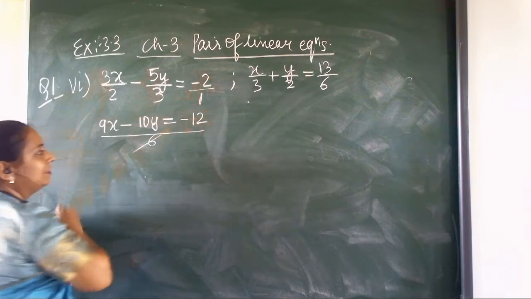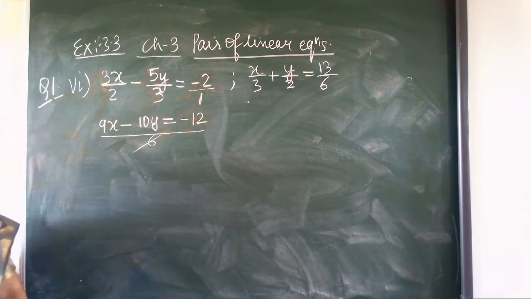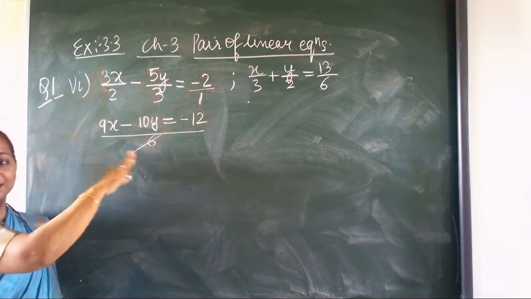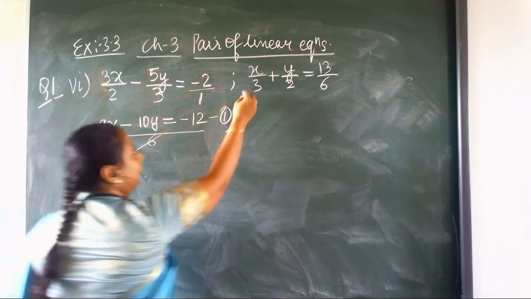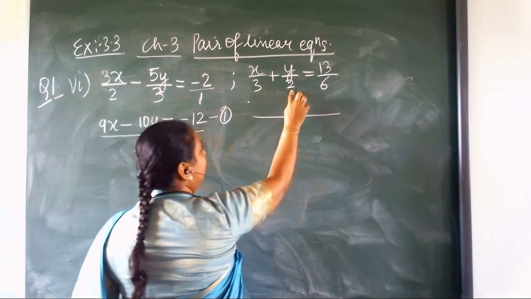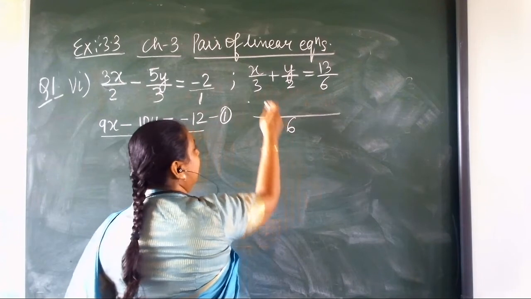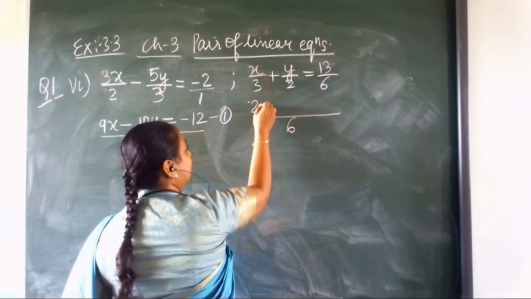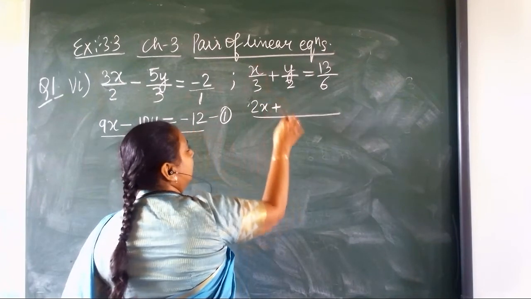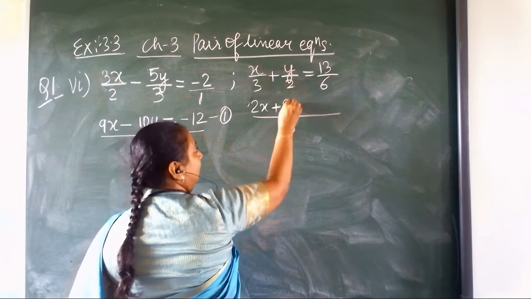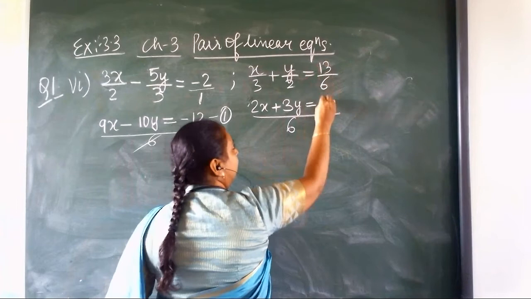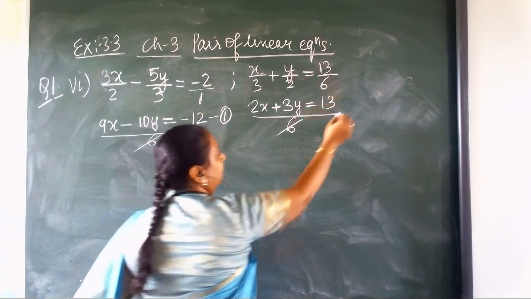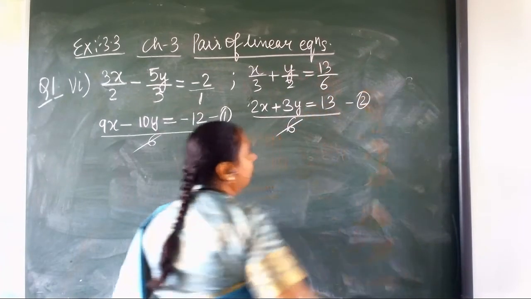Now you remove this denominator from the equation. Why? Because on both the sides we are taking the LCM together. So this becomes the first equation. Similarly, this is also solved. 3, 2 and 6 LCM is 6. 6 divided by 3 is 2. 2 is multiplied by x, 2x plus 6 divided by 2 is 3, 3y is equal to 6 divided by 6 is 1, 1 into 13 is 13. Cancel the denominator. This is the second equation.